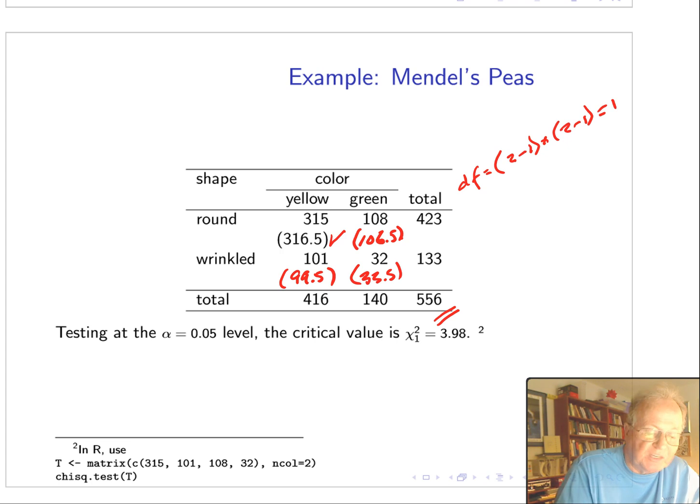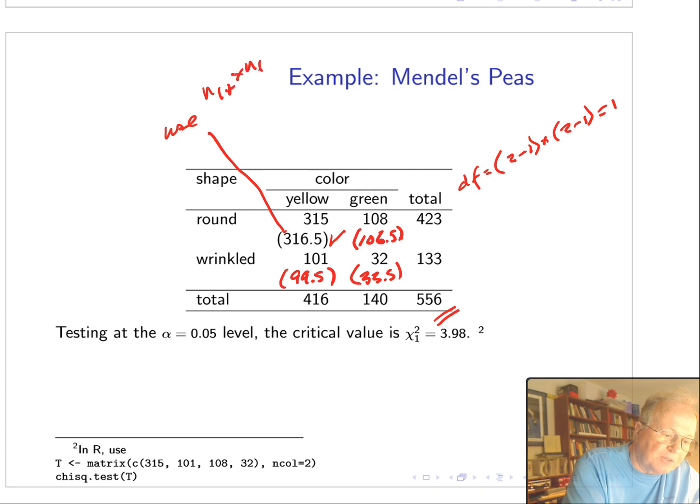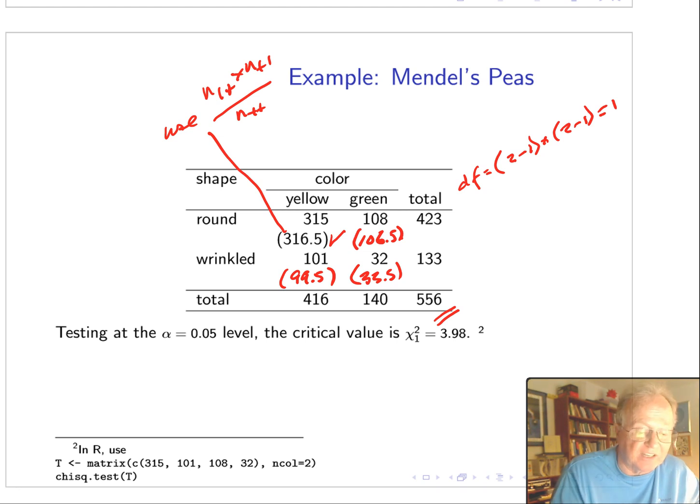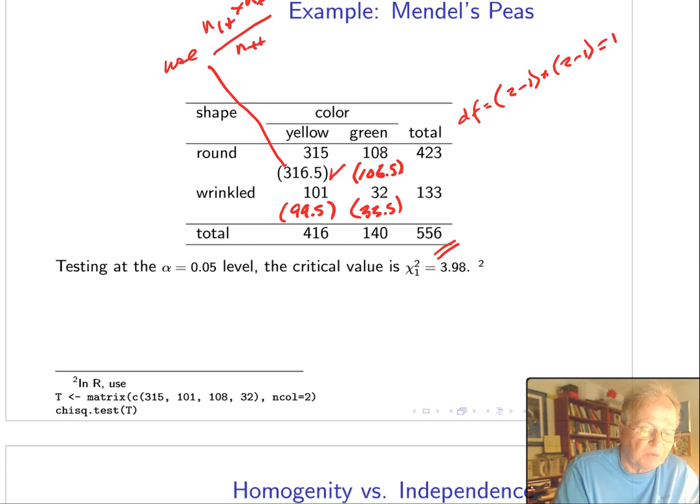That is, I only needed to calculate this one, using row total times column total over grand total. I only need to do that for that one, and then degrees of freedom and subtraction basically allows me to calculate all the rest. With 1 degree of freedom, the chi-square critical value at the 5% level is 3.98.